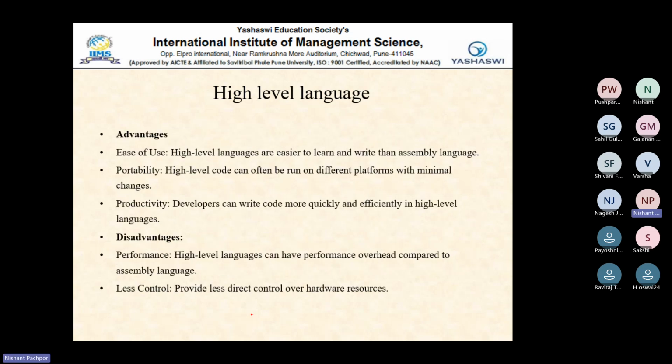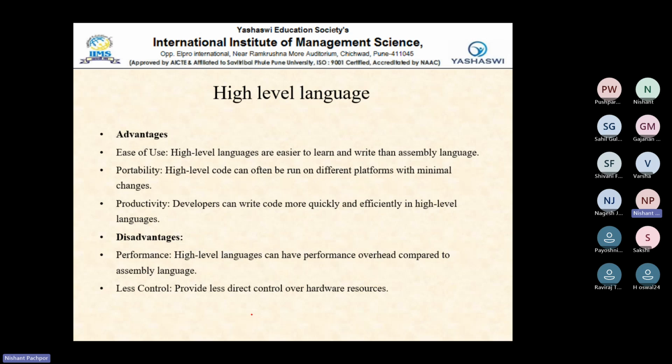Okay, then some of the advantages of the higher level language. Easy use, because a higher level language is easy to learn and easy to write. After that, when you compile your program, it automatically converts into assembly language. The whole program will be converted into assembly language. There is no need to do it manually, the compilers and interpreters automatically convert it. As compared with assembly language, it is completely easy.